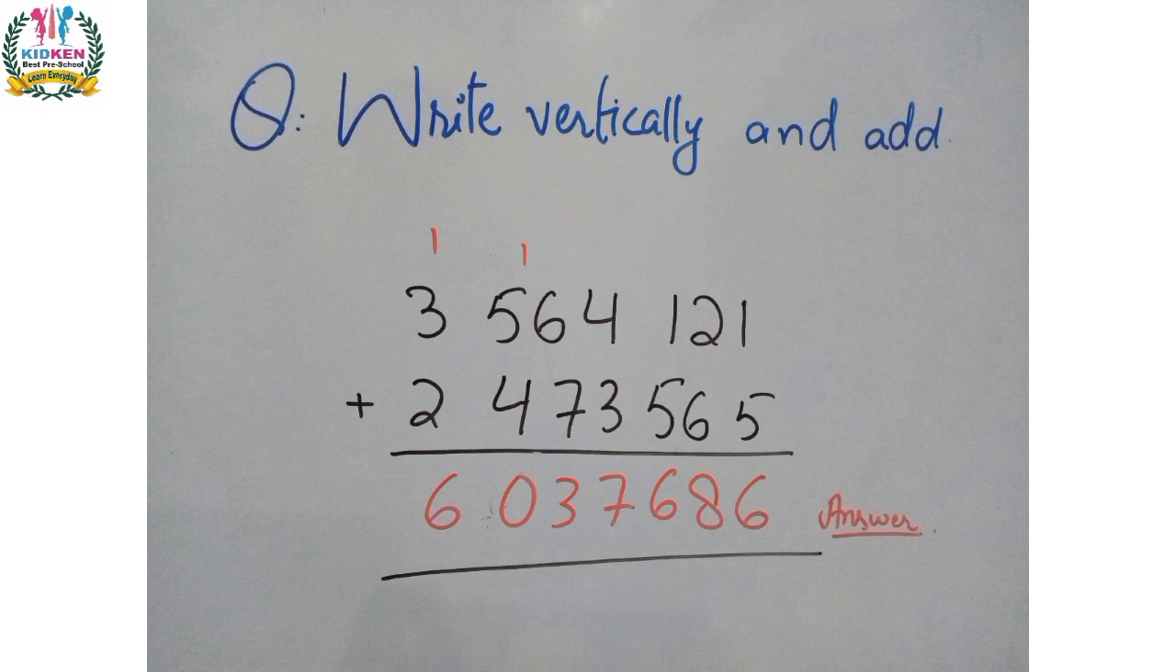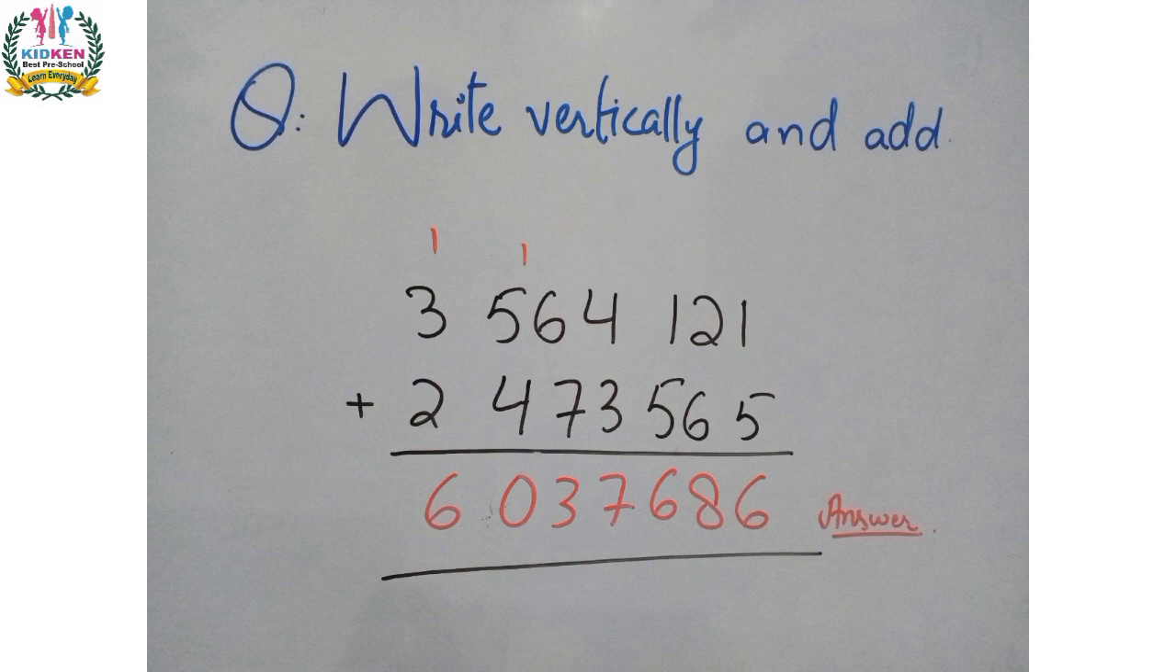So 1 and 5 we have answer 6, 6 and 2 we have 8, 1 and 5 we have 6, 4 and 3 is 7, 6 and 7 is 13. So we write 3 in the answer box and 1 as a carry. Then we have 5 and 4 is 9, and 1 is 10. So we write 0 in the answer box and 1 as a carry.